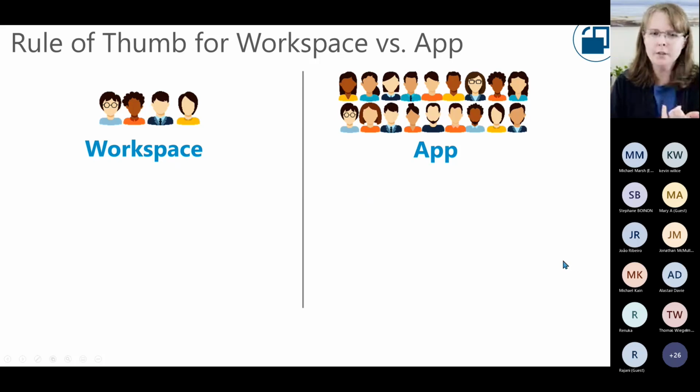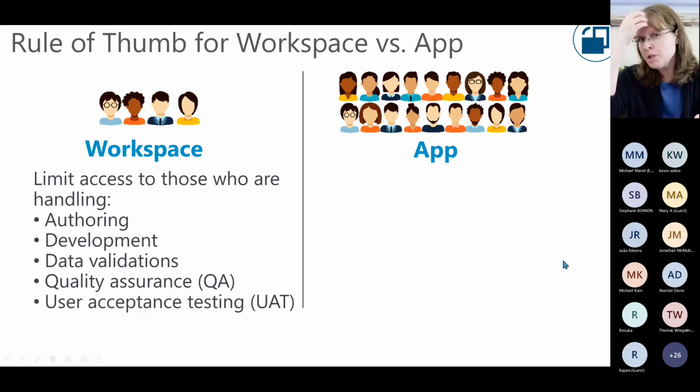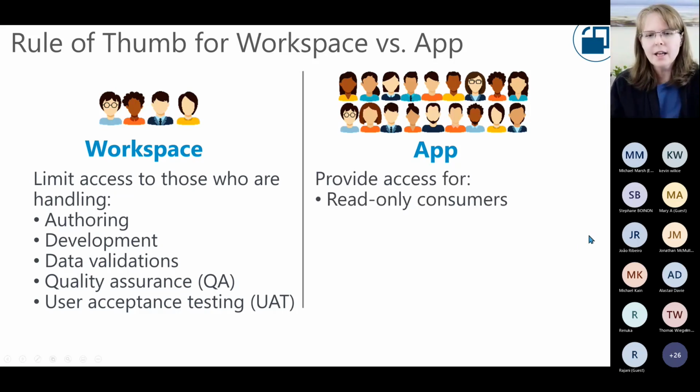So your rule of thumb here, limit your workspace access to people that are your authors, your developers, your testers, all that kind of stuff. And then your app, that's your read-only consumers. And this really is just a rule of thumb, but it's a good mental place to start. And then from there, you can adjust to say, well, in this situation, we want to handle it a little bit differently because.